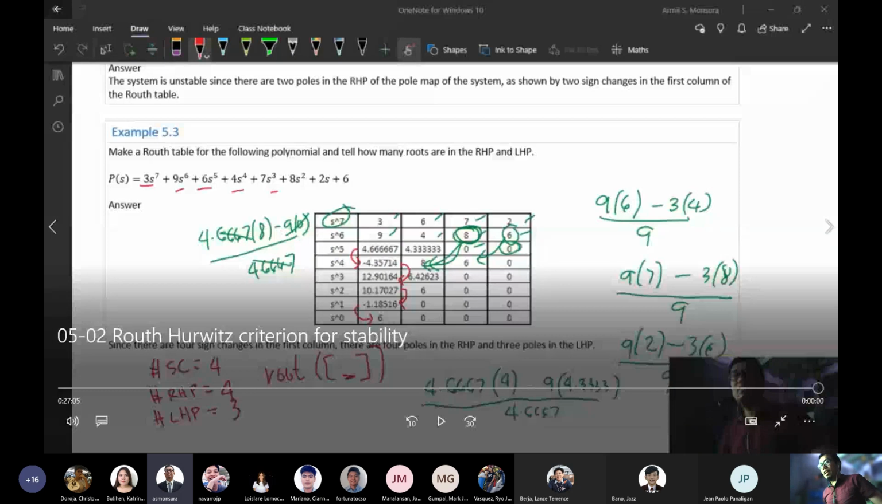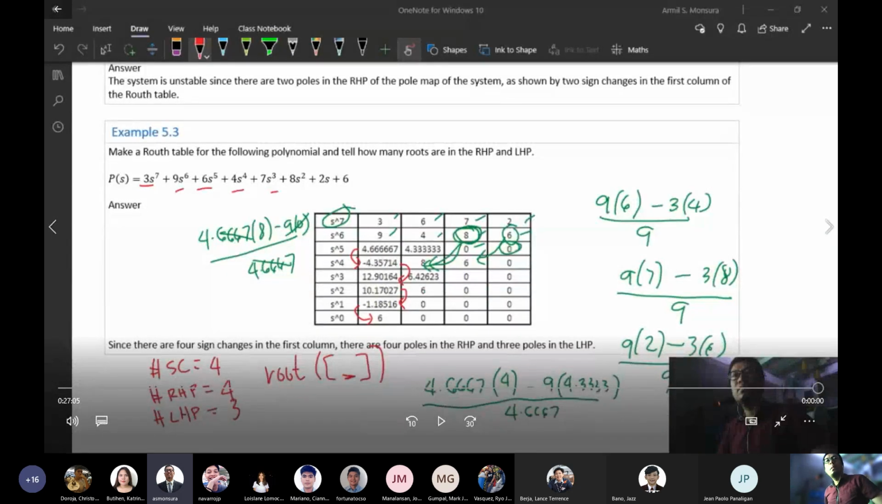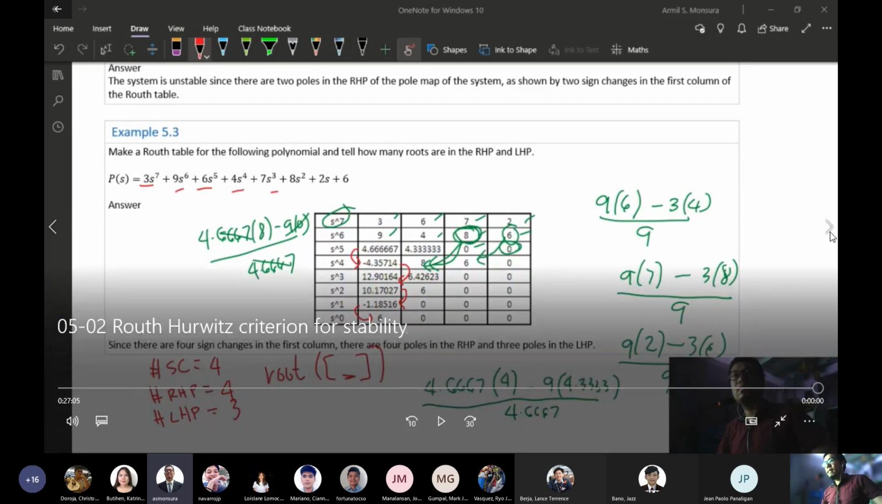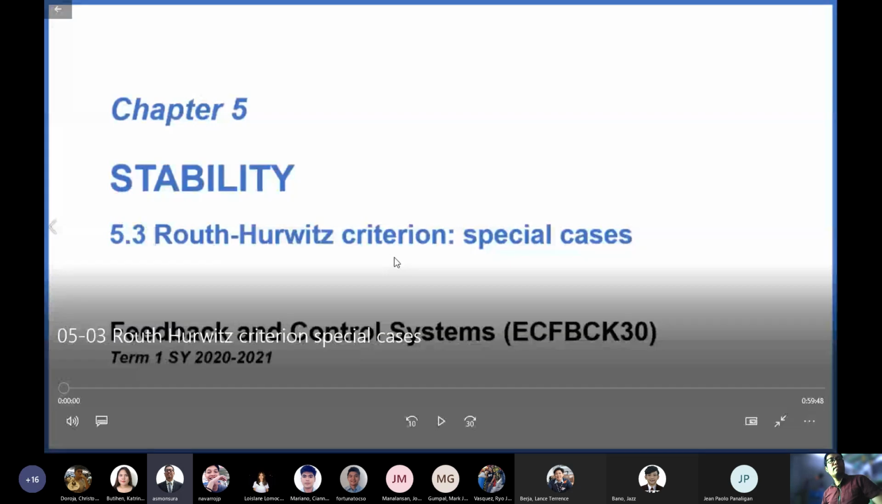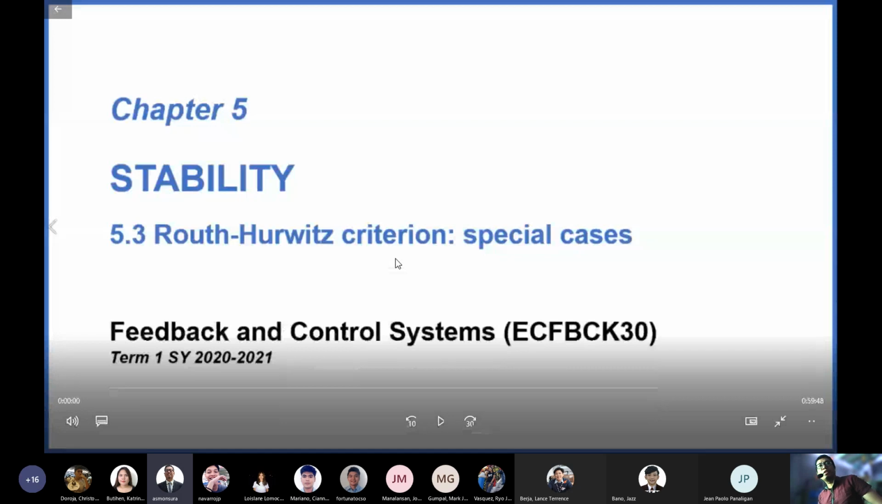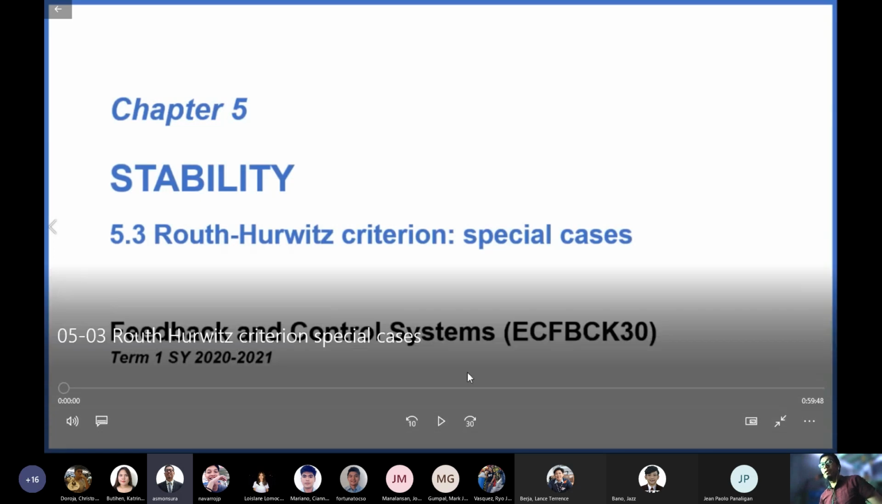Ayun, may question ba doon sa basic route table? Yes, Mr. Fortunato, may question ba? Okay, so kung wala, let's proceed with the special cases of the route Hurwitz criterion or the route table. Okay.